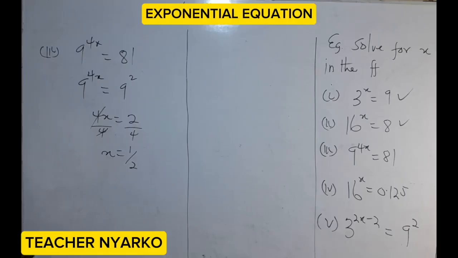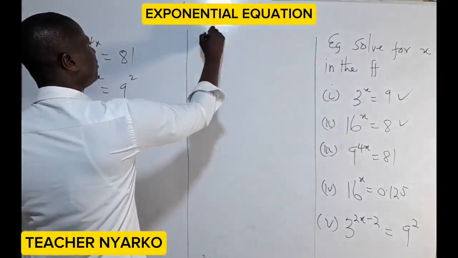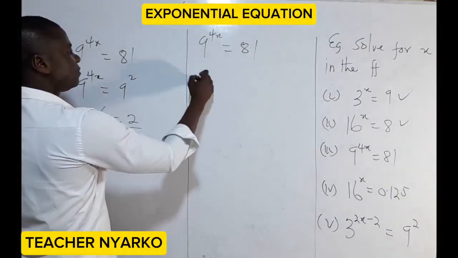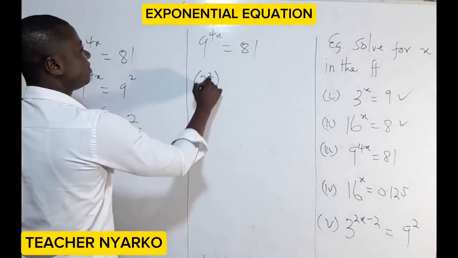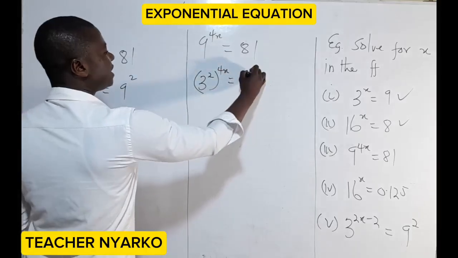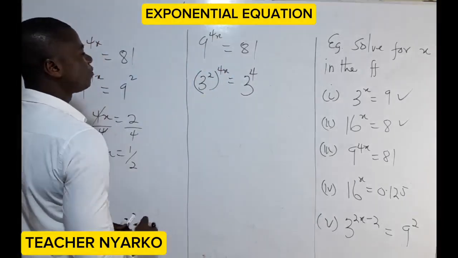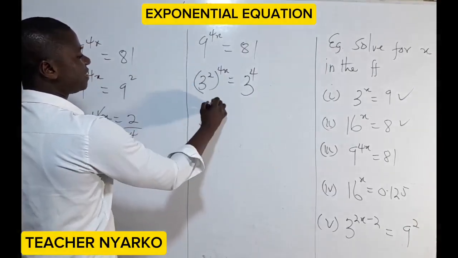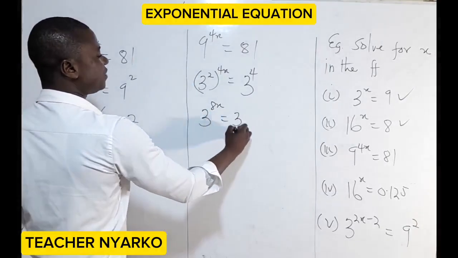Can we also express 81 to have a base that is different from 9? Let's see if you can use another approach. You have 9 exponent 4x is equal to 81. So this can be expressed as 3 squared, because 3 squared is same as 9, exponent 4x. And 81 can be expressed as 3 exponent 4, okay? Then this is going to be 3 exponent 2 times 4x will give us 8x here. Then we have 3 exponent 4.